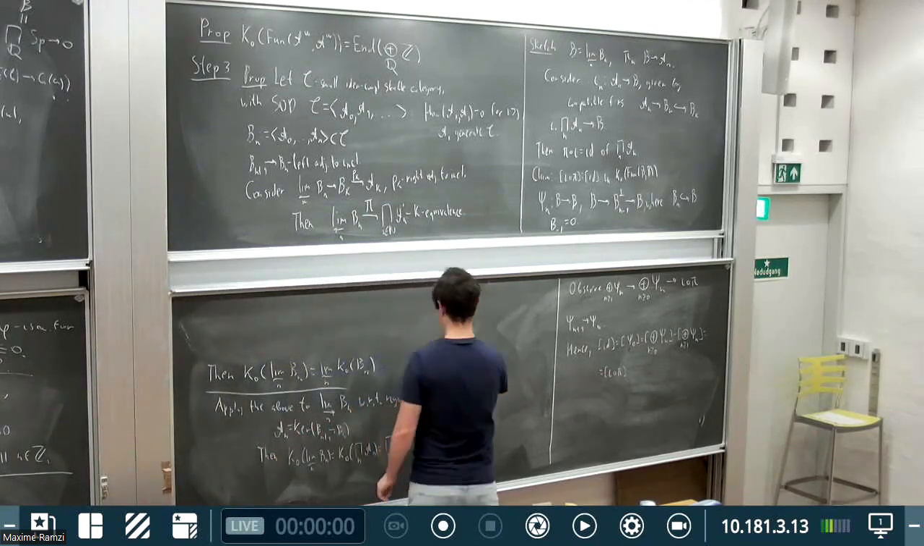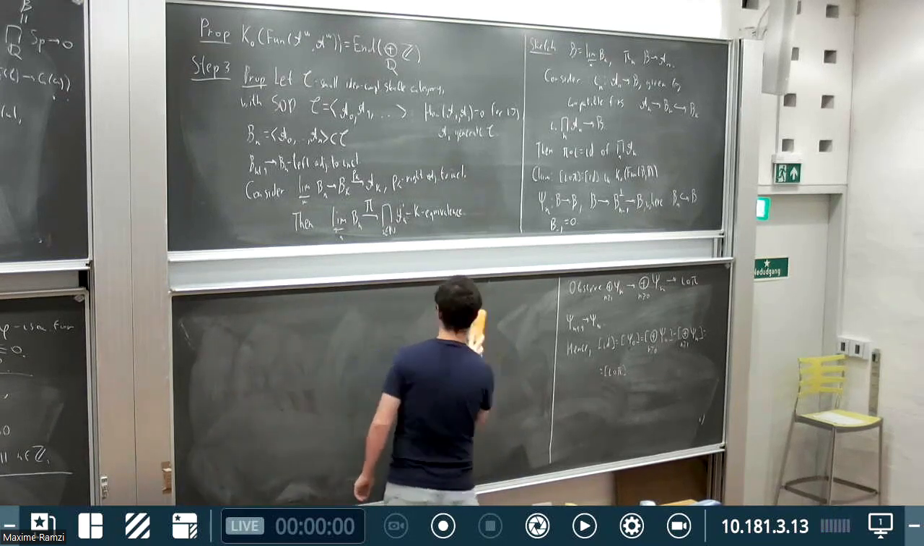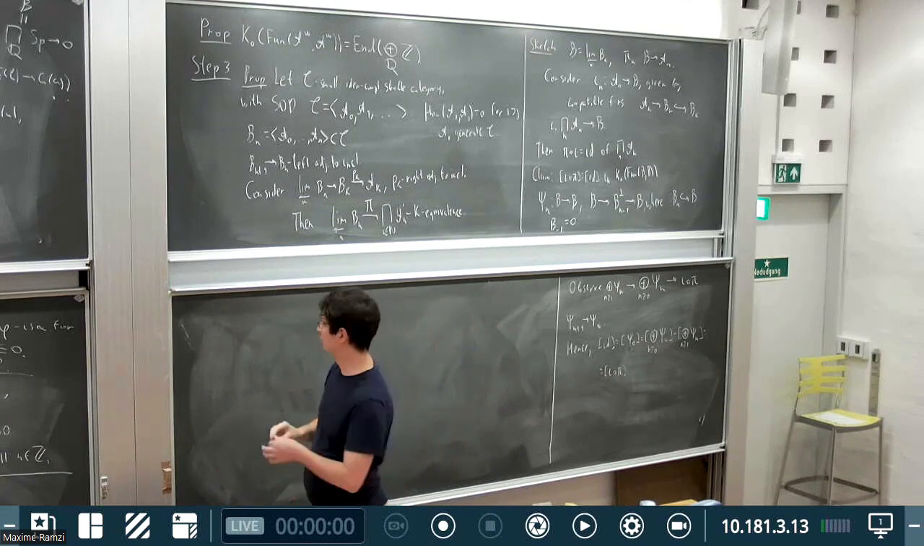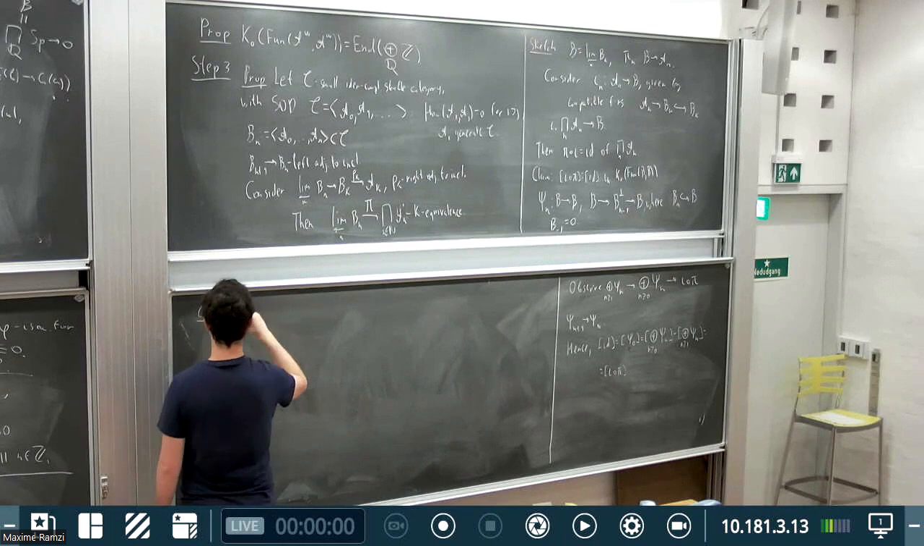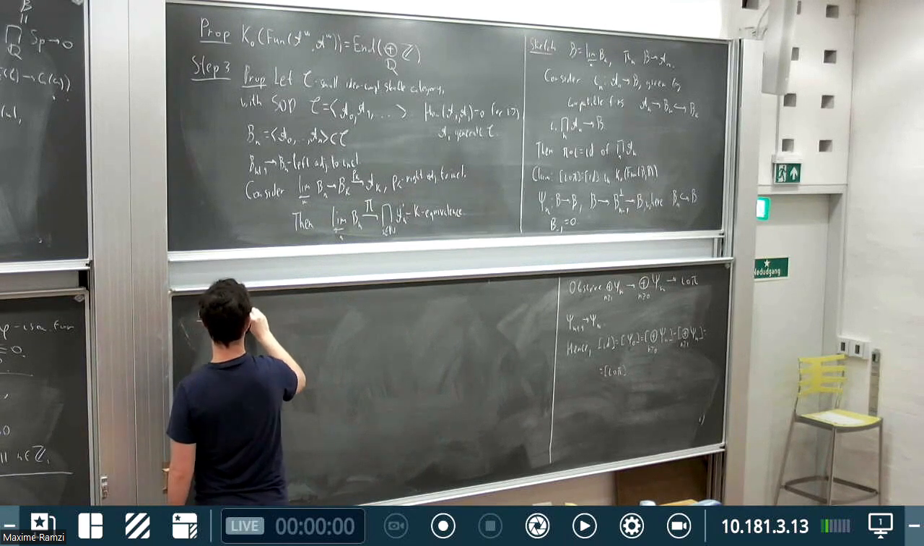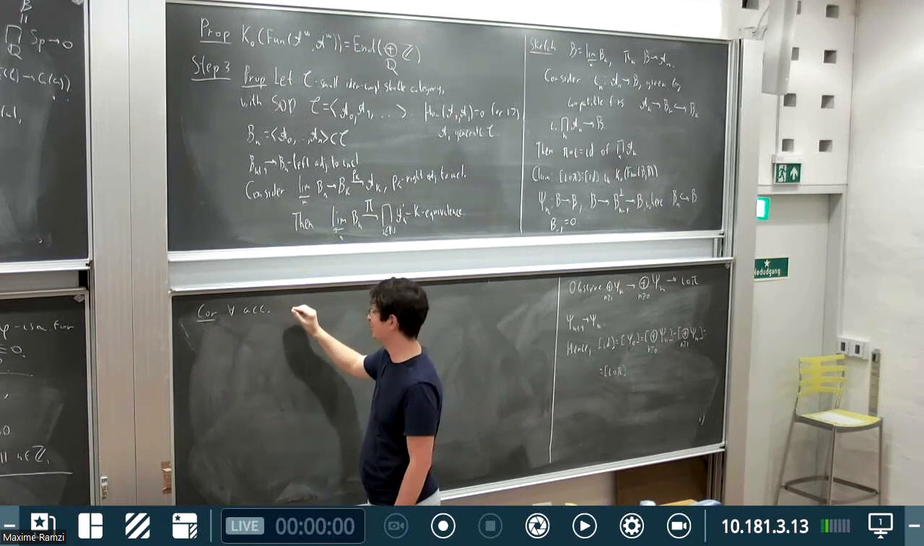Okay, so let's make another observation: for any, I will still impose accessibility conditions, no matter what.